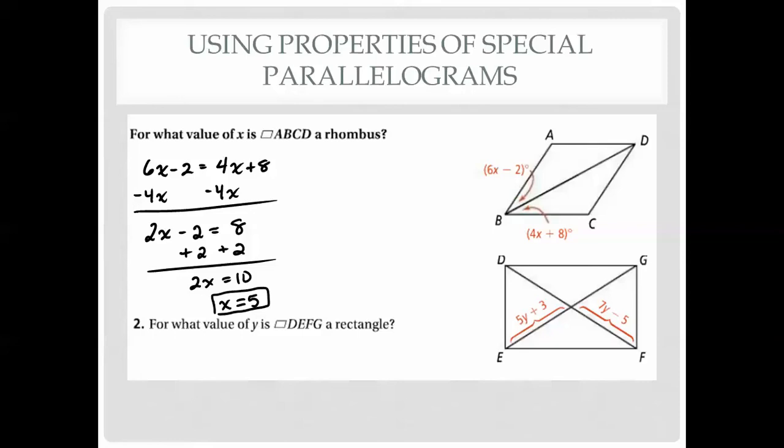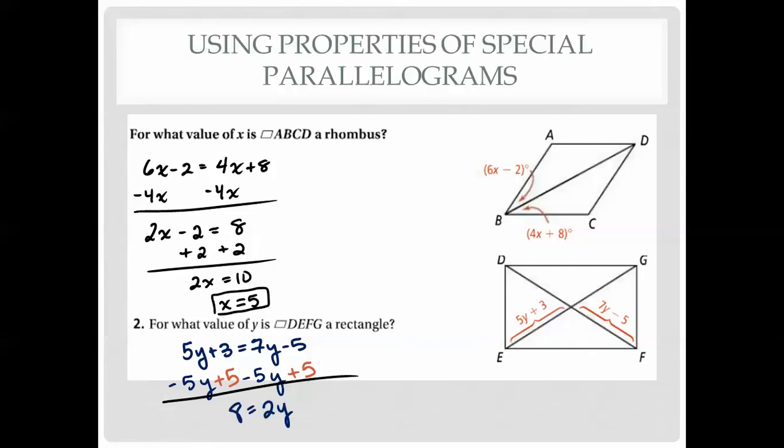Number 2, for what value of y is parallelogram DEFG a rectangle? Well, if the condition for it being a rectangle is that its diagonals are congruent, we can say that 5y plus 3 equals 7y minus 5. We're going to subtract 5y from both sides. Also add 5. I just did 2 steps in one there. We get 8 equals 2y, so y equals 4.